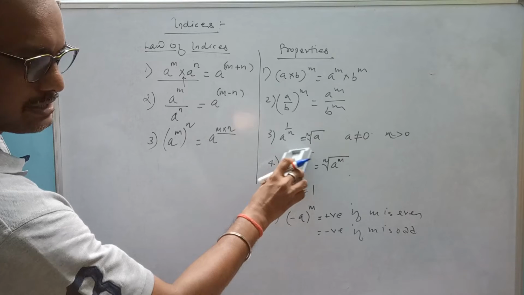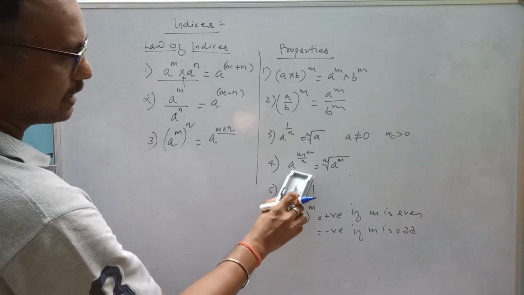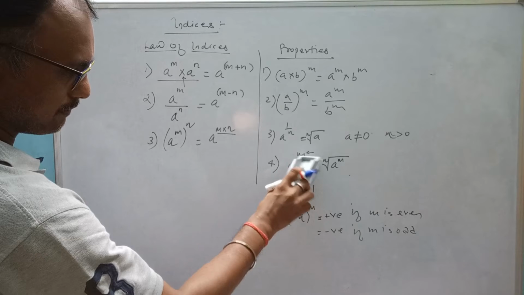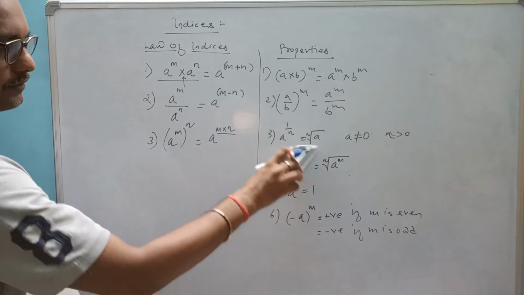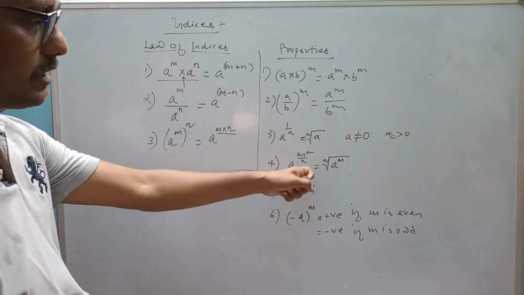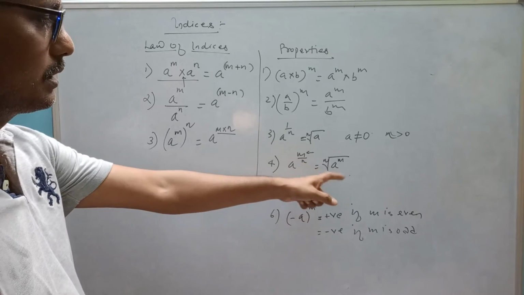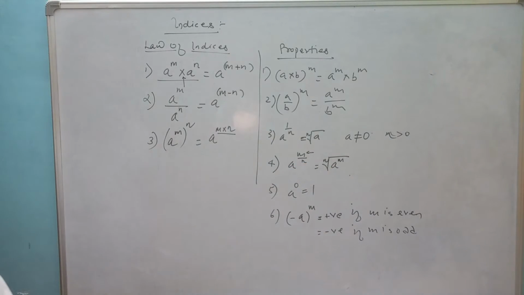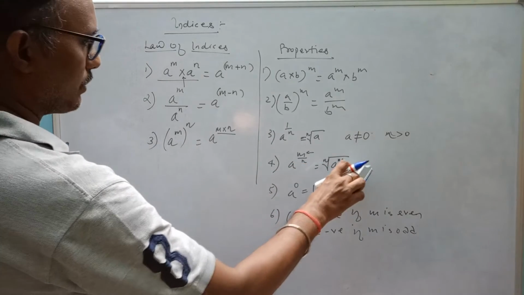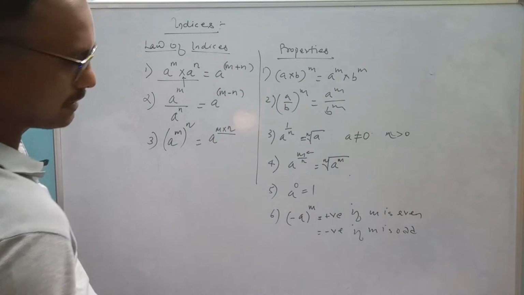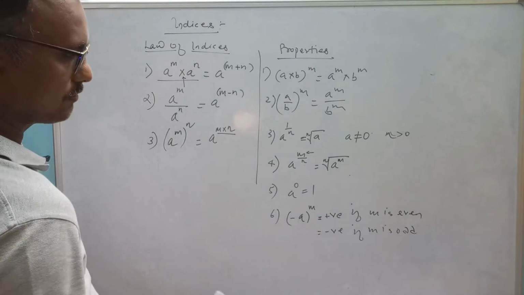A raised to 1 upon n is nth root. That's it. A raised to m upon n is nothing but a का power raised to m, nth root of a raised to m. That's it. Denominator becomes the root, and your numerator becomes the power. And then a raised to 0 is always 1. So any number raised to 0 is always 1.